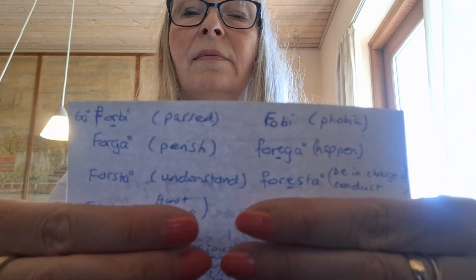I think you can say, præsten forestår vielsen. The priest is conducting the marriage ceremony, like marrying someone. And here it's again the same, forstå, forestå. The one about conducting something, the one about being in charge of something, that is with an E. So I'm going to show you that. Forstå, forestå. Like this.